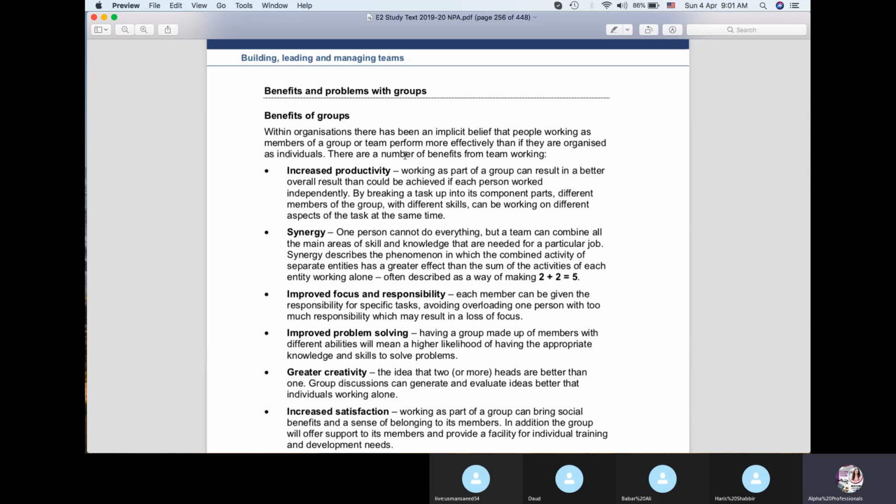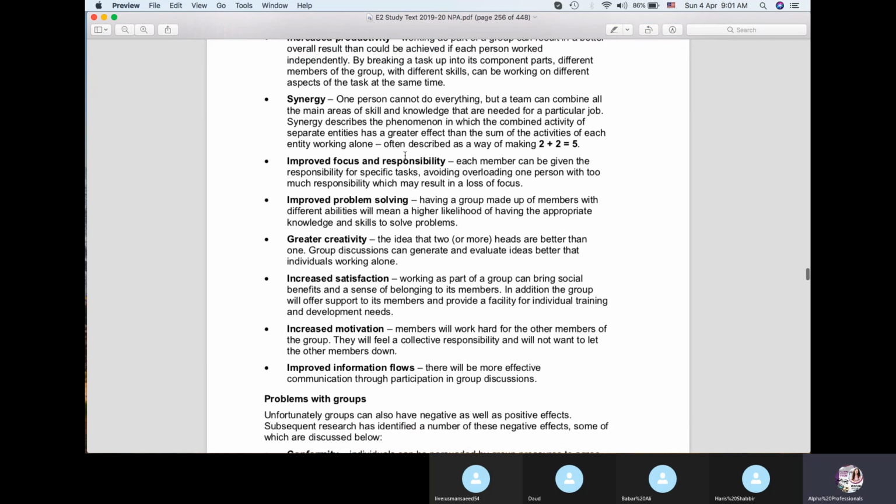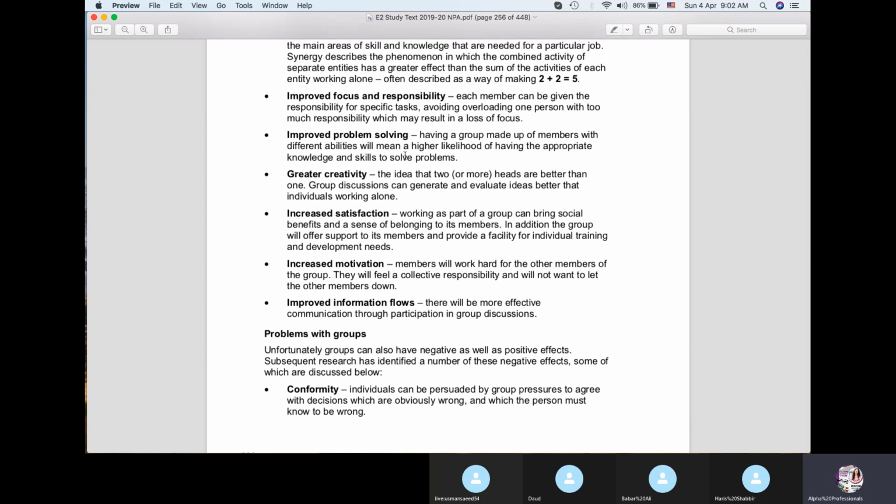Improved focus and responsibility, improved problem solving, because the people are coming from different backgrounds, they have different perspectives, and they have the capability of looking at things from a different angle, which makes a team resolve problems more creatively. Greater creativity, increased satisfaction, increased motivation. When they are working together, if one of the team members is performing well, the others would also try to match his performance. So that increases their motivation. Improved information flow: there will be more effective communication through participation in group discussions.